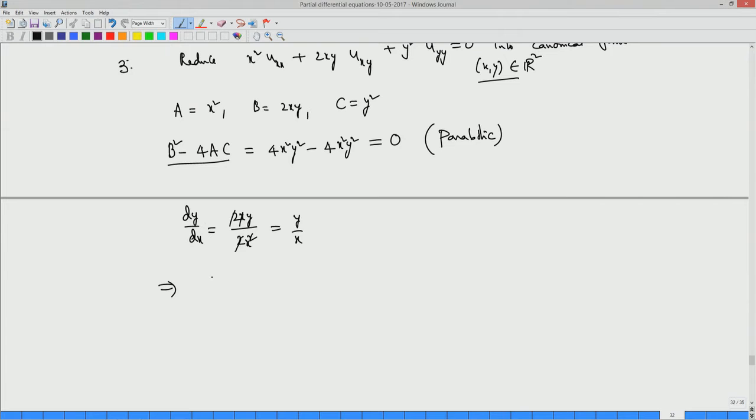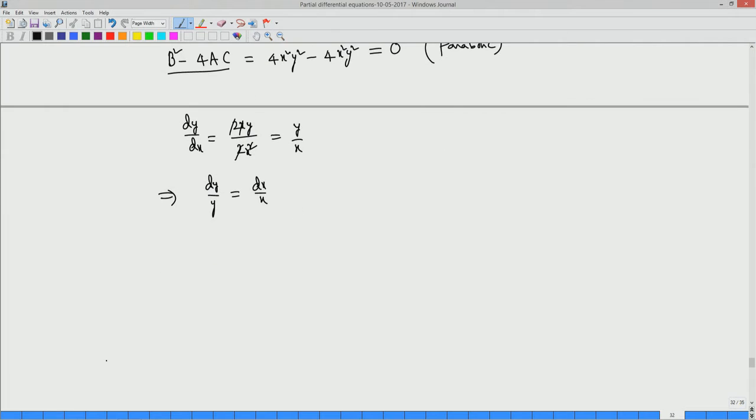So, if you solve this, dy by y equal to dx by x. You solve this, you get log y minus log x equal to log c1, where c1 is an arbitrary constant. So, you have y by x equal to c1. So, this is your xi variable, xi is y by x.